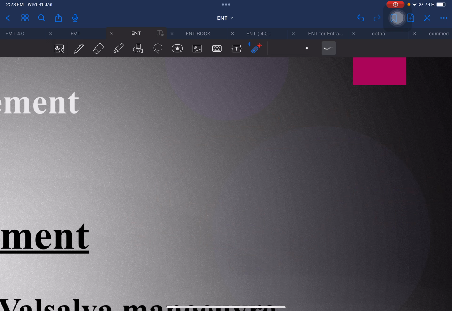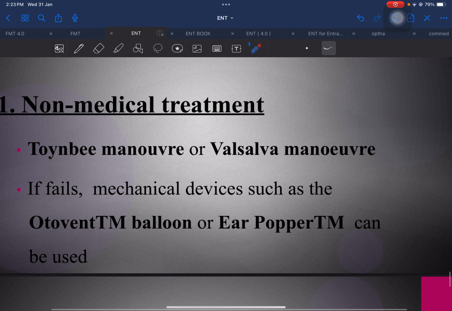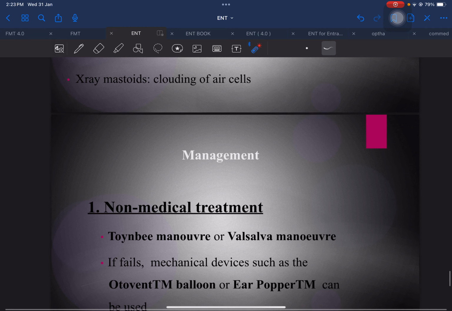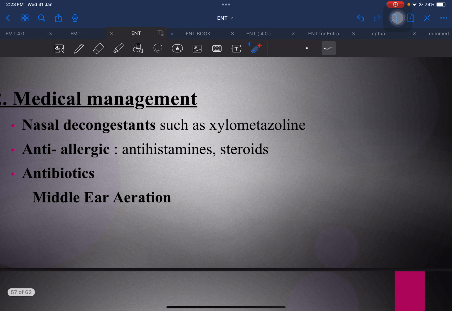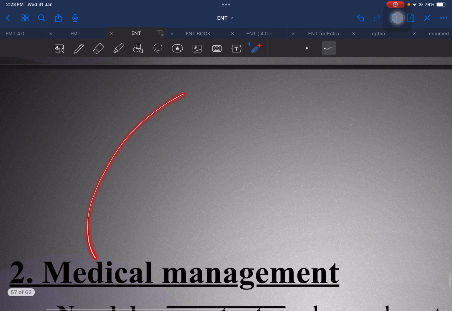So what is the medical treatment? Now talking about the medical treatment, in medical treatment what we can do is give topical or systemic decongestant, and along with this we can give antihistaminic also.